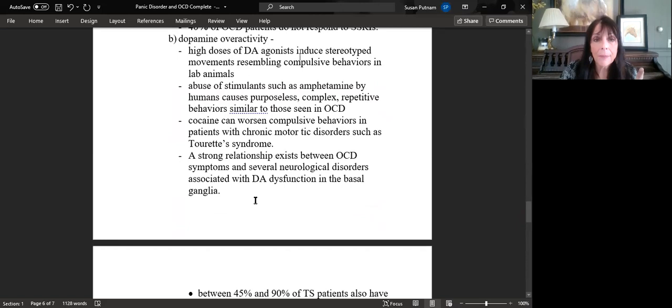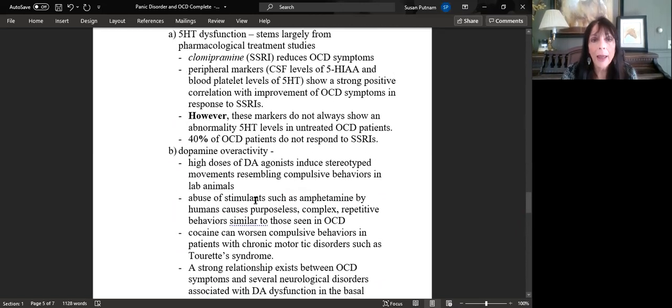High doses of, let's go back, of dopamine agonists. Any drug, anything that will increase the activity of dopamine, whether it's increased release, keeping it out in the synapse longer, stimulating more receptors with it, whatever, but increased dopamine over activity will actually induce stereotyped movements in lab animals that resemble compulsive behaviors in humans.